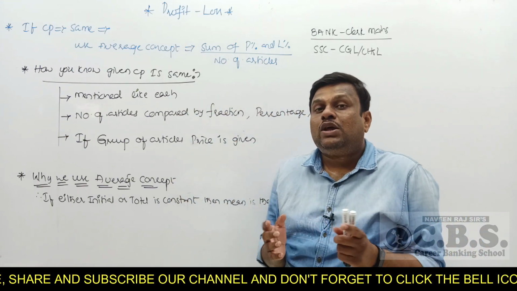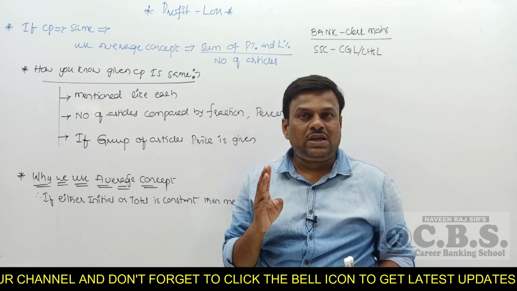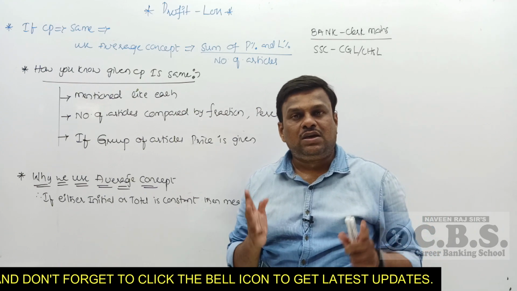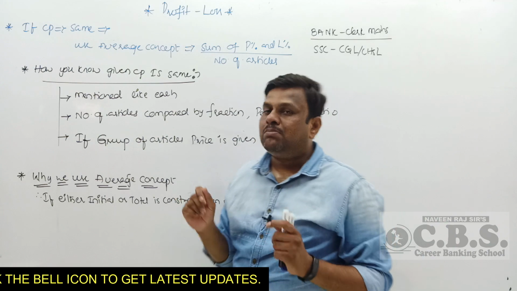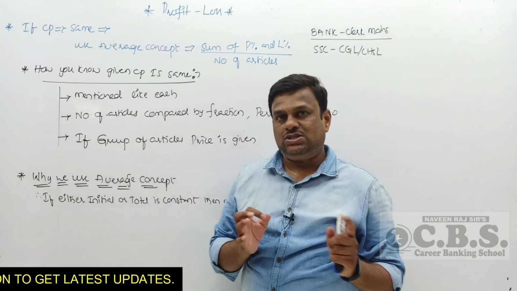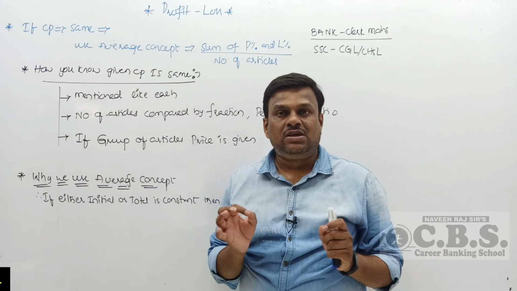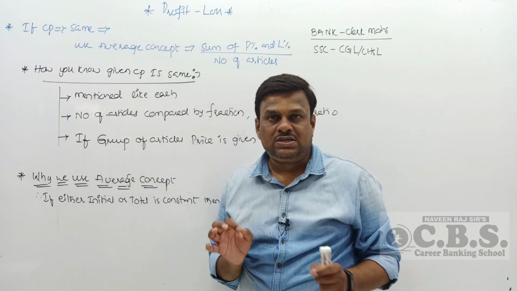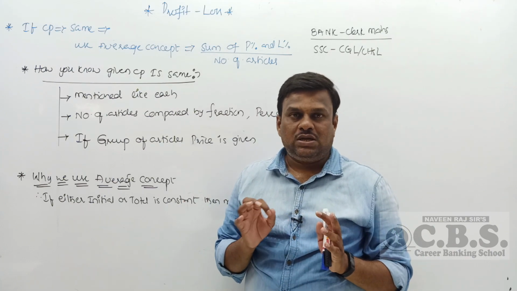So how can you notice the given cost price is same? We have three techniques to identify whether the given cost price is same or not. First one: he literally mentions each cost price, that he purchased each item. So he specifically mentions "purchased" in the question, so our cost price is same. That's the first model, which is very well known.